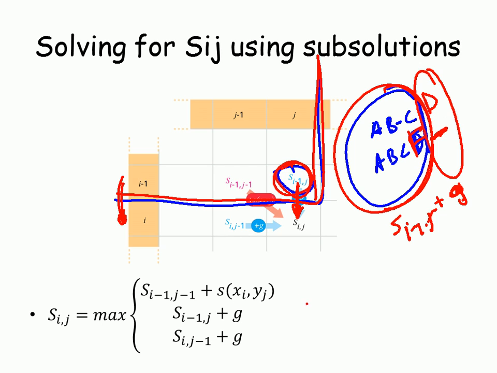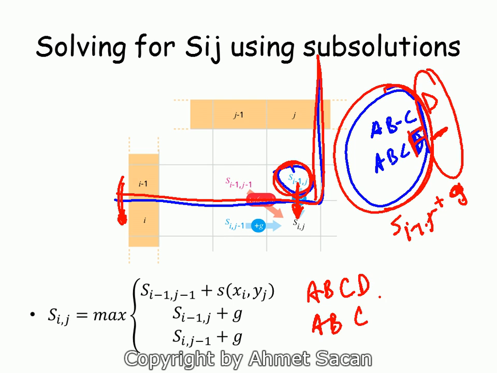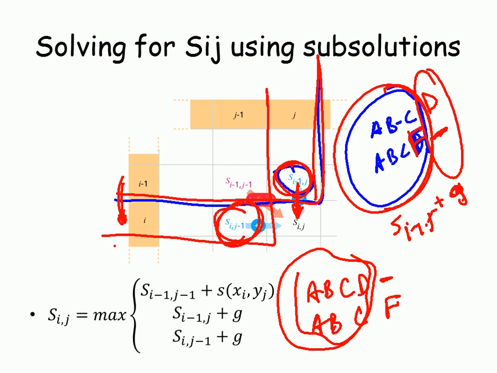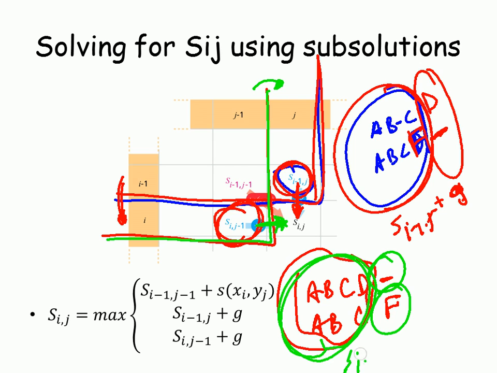The third option is where I have aligned up to D from the first sequence and up to C in the second sequence, and I need to align F, and I'm aligning with a gap. So this portion has already been taken care of over here, okay? And I'm moving in this direction. That means I'm consuming a new residue from the second protein, and I'm introducing a gap in the first one. So the score of this alignment will be whatever the score of that portion was. So it's S(i, j-1) plus G, plus the gap.